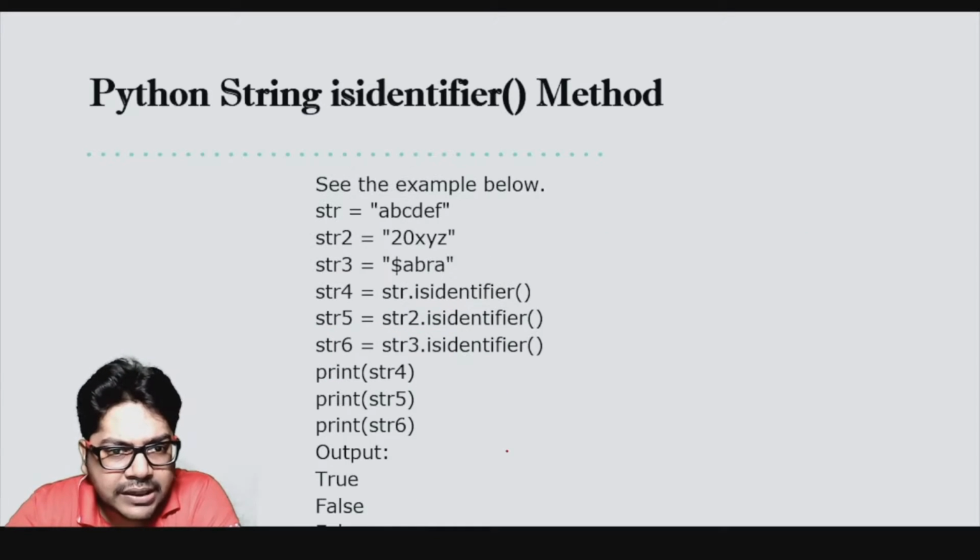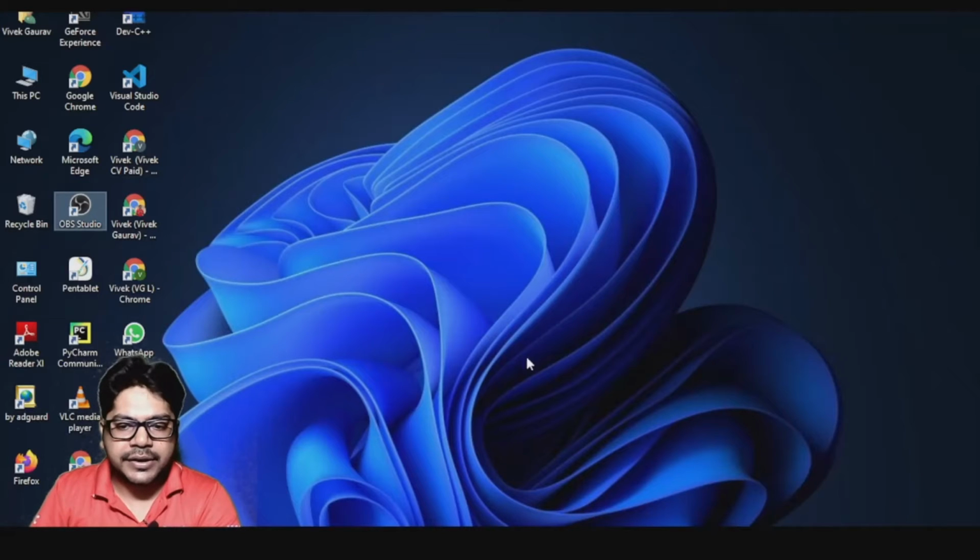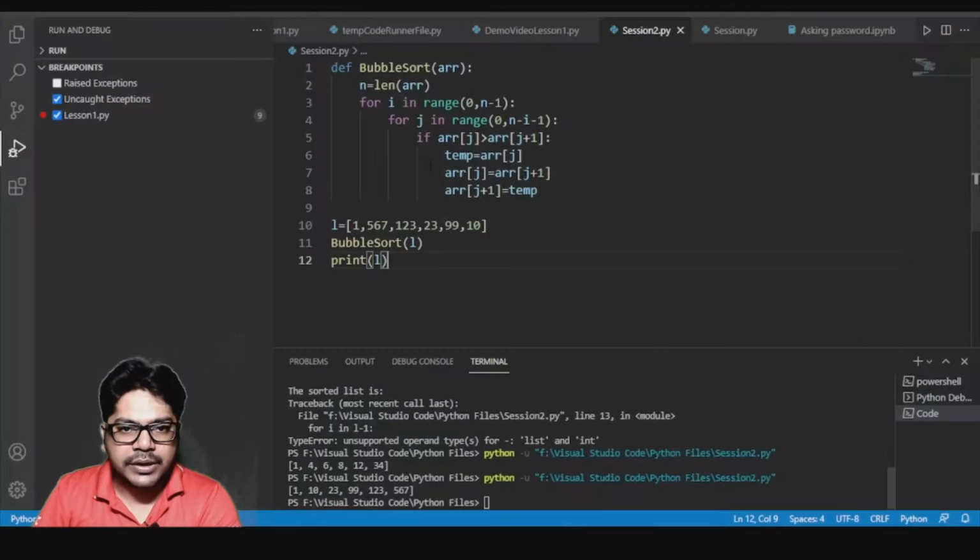Let us have a look at the second example. Here str is equal to abcdef, then str2 is equal to 20xyz. Now this should return false. Why? Because it is starting with a number, and that should not happen. Then this should also return false, because it's starting with a special character. So let me take you to the editor and do the practical here.